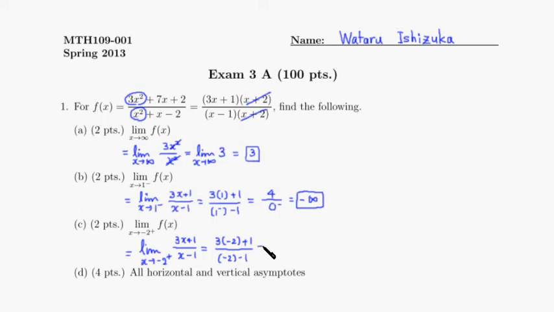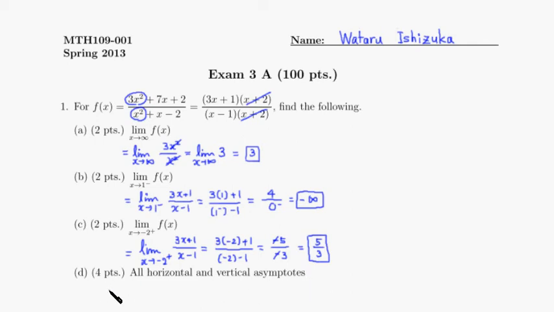So this is equal to 3 times negative 2 is negative 6, plus 1 is negative 5. Then you have negative 2 minus 1, which is negative 3. The negative signs cancel out, so you have 5/3 as the answer.